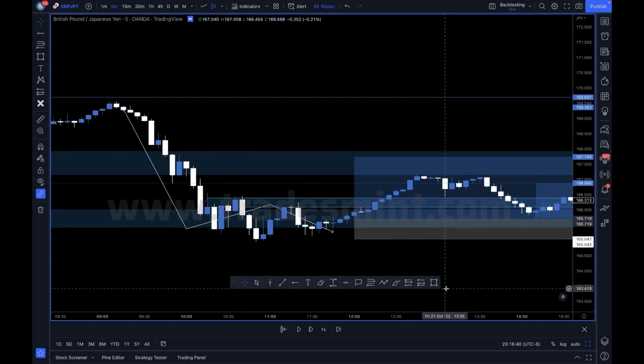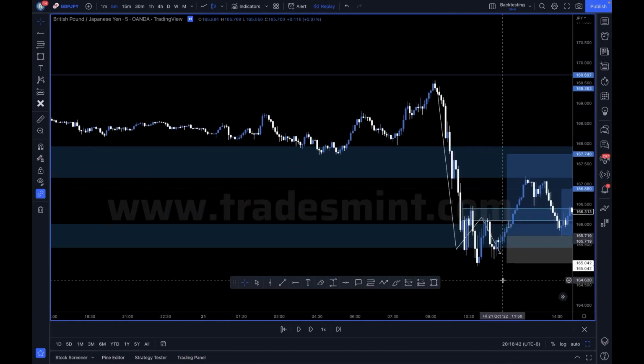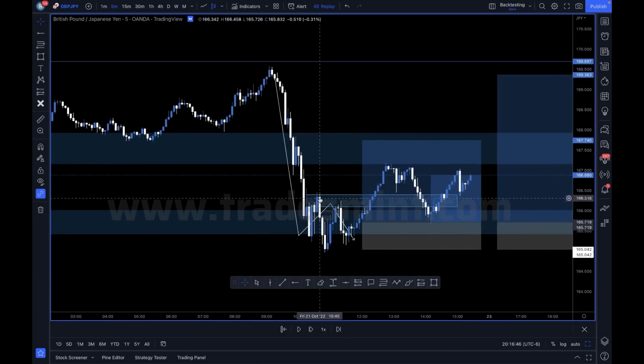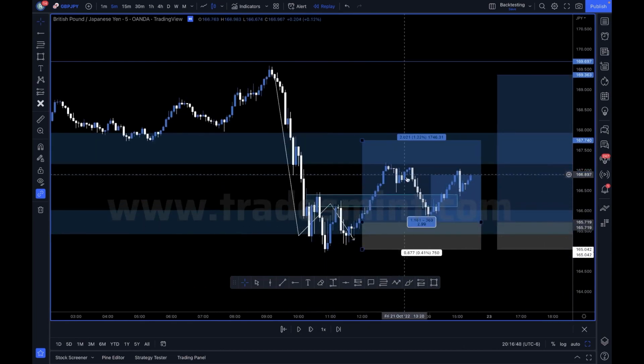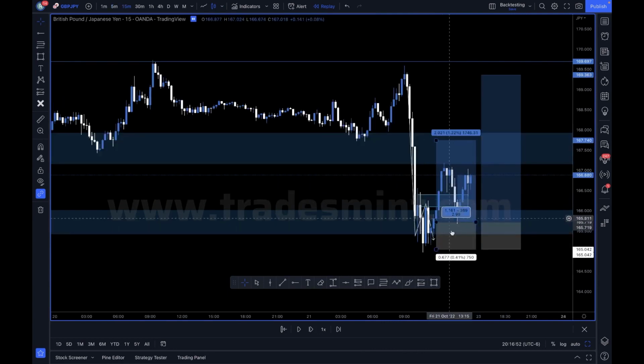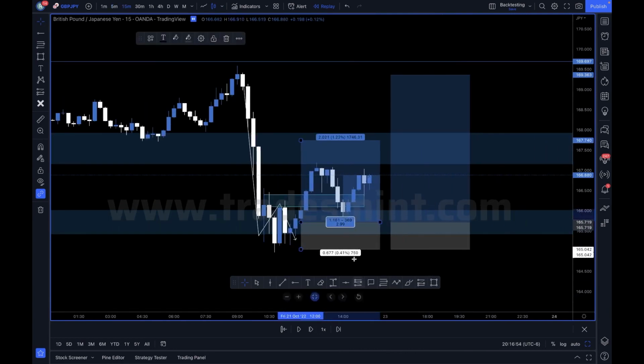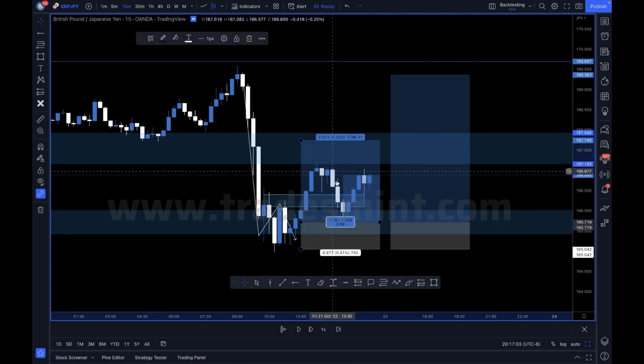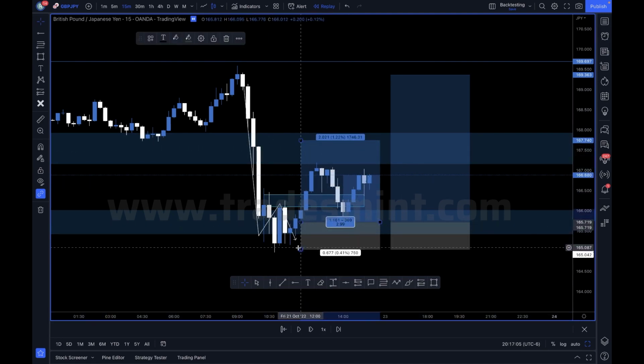All of these confirmations here are showing us that it's time for us to buy, okay? 5-minute break of structure comes back to this area where we have the 15-minute break of structure. Once you have the 15-minute break of structure, there's nothing else you need to see below. That's it. 15-minute break of structure, we're good.